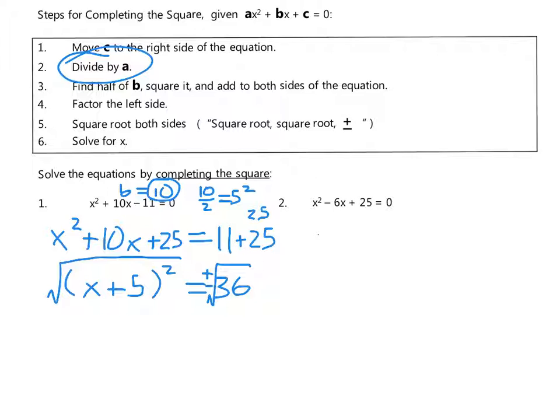Okay, the radical and the square cancel each other out. We're left with x plus 5 equals plus or minus 6. Then we subtract 5, and when we do that, we put it in front of the plus or minus. So negative 5 plus or minus 6, and that gives us two answers. Negative 5 minus 6 is negative 11. Negative 5 plus 6 is 1.